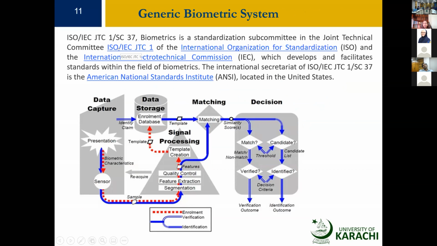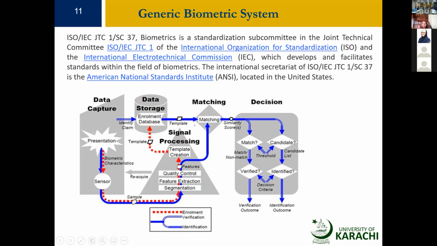They will give you a complete picture of how this system works, so that any country or any organization can adopt it. We can see its subcomponents: a data capture subsystem, a signal processing subsystem, and a decision-making subsystem. The left side is basically the input side, and the right side is the decision-making or output side, where you can see two types of outcomes: a verification outcome and an identification outcome. There is a slight difference between verification and identification, which I will make clear in the next slide.